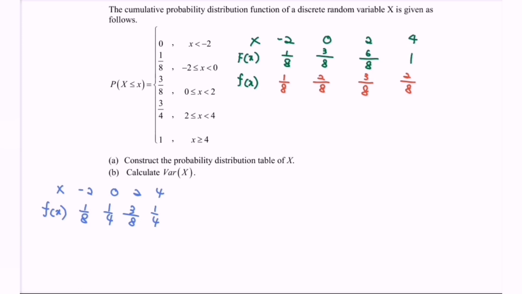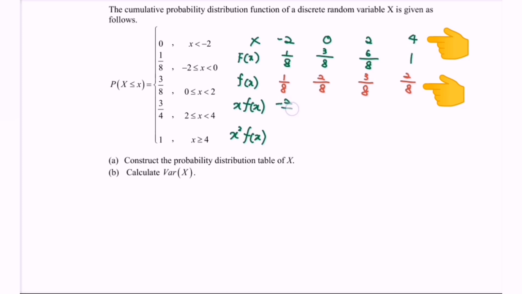Next is to find the variance. In order to find the variance, we have to find the E(X) and also the E(X square). So here we have x multiplied with f(x). Another one we have x square multiplied with f(x). Kindly refer to the situation. To find x multiplied with f(x), we have to multiply, then it becomes negative 2 over 8, 0, 6 over 8, and then 8 over 8.